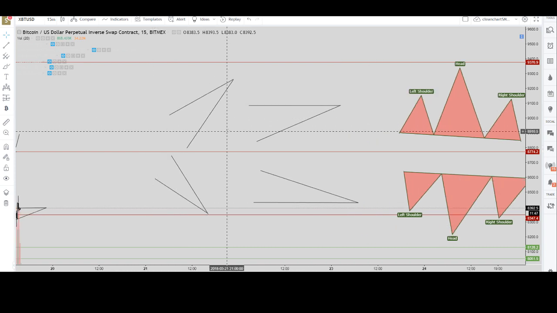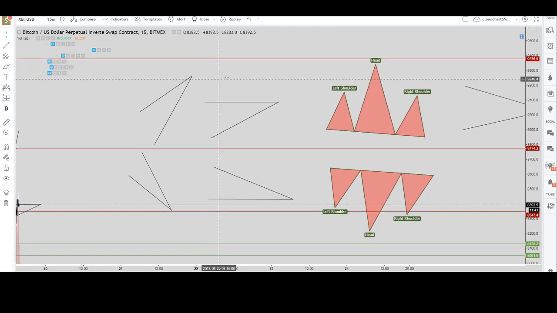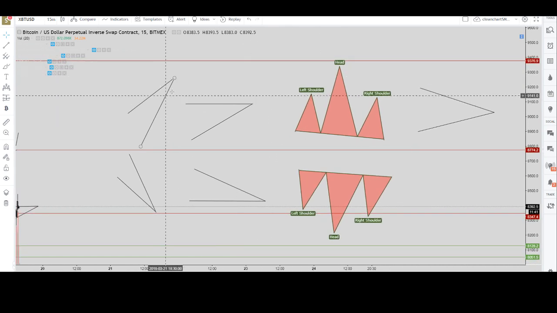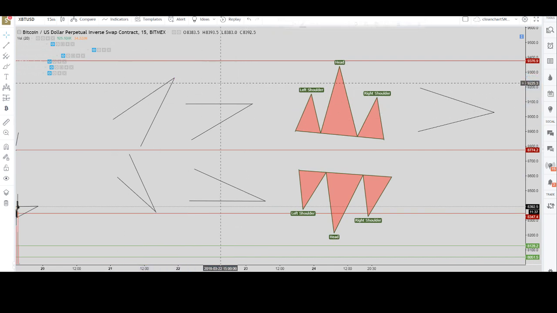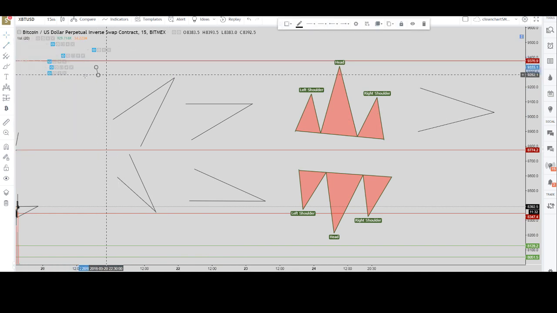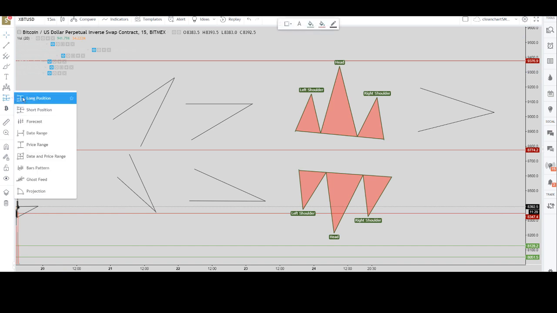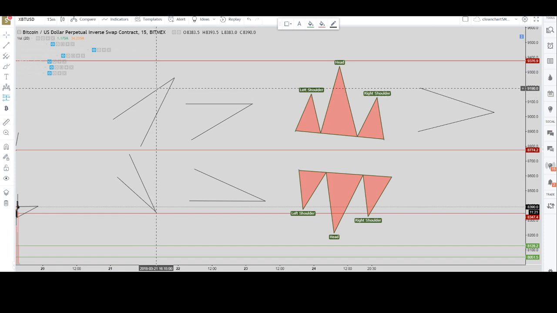So that's what we do, but at the same time we want to have a sense of where we can enter and what we should expect from these formations. So first let's start with a rising wedge. Now let's cover two situations here. We will use our short position because, as we know, a rising wedge is typically a bearish pattern. So there's two types of entries here.